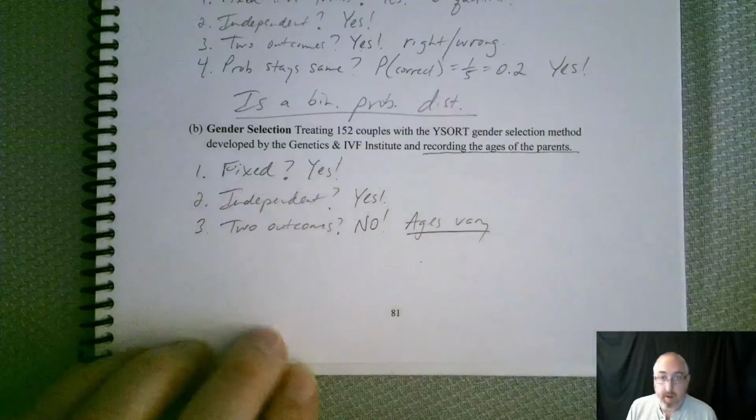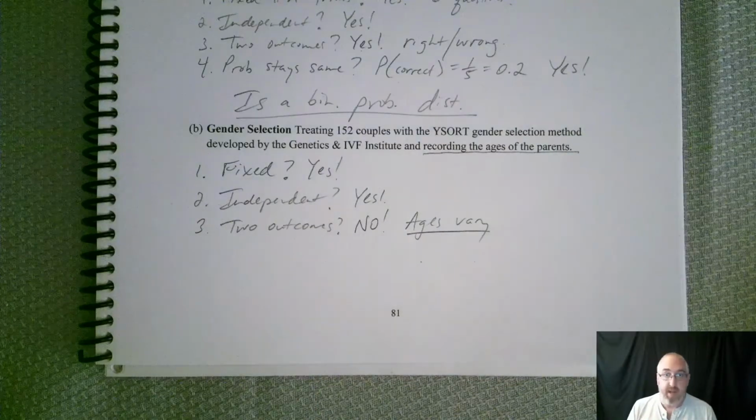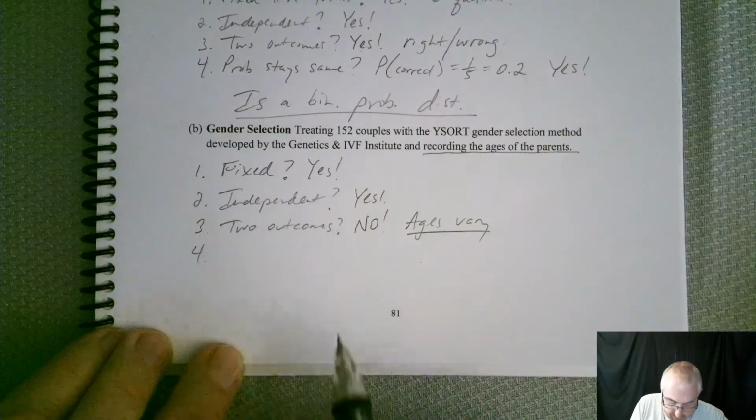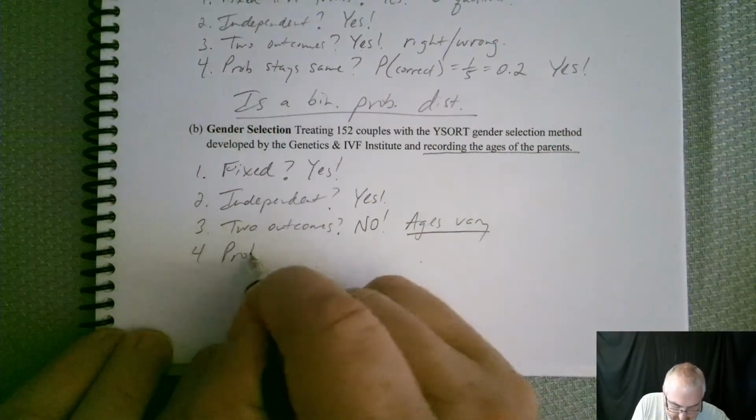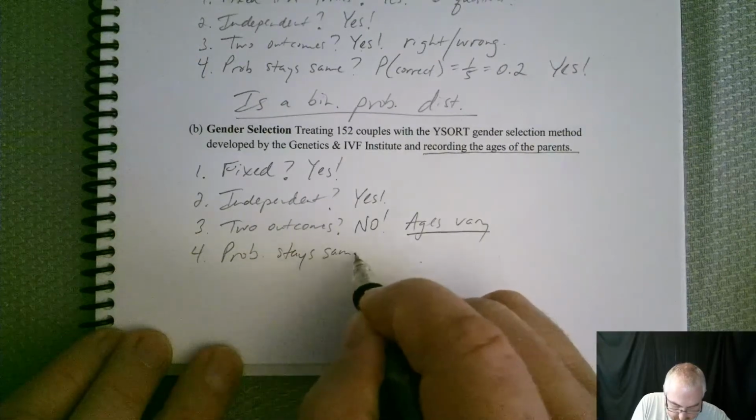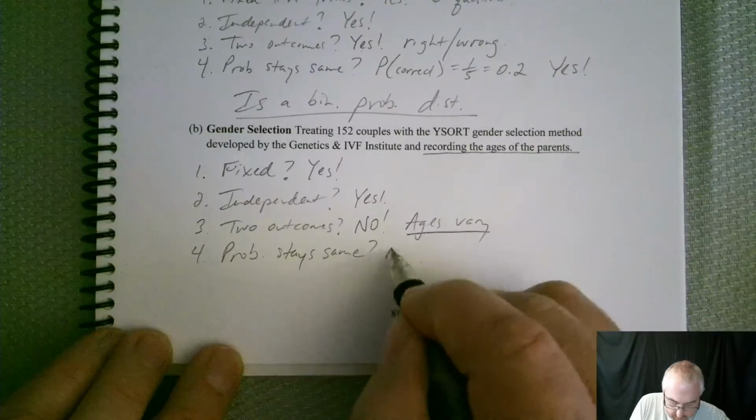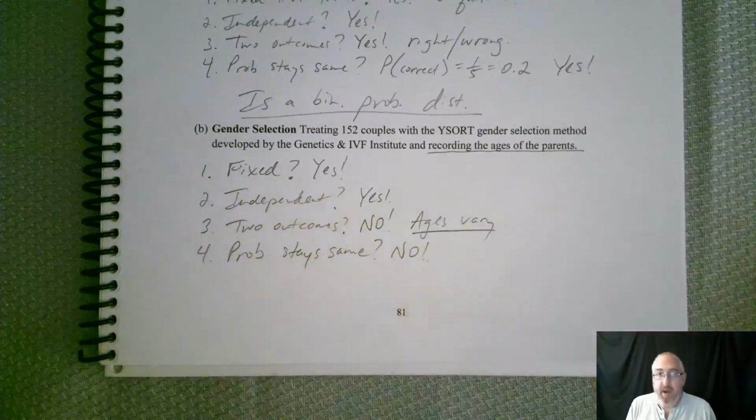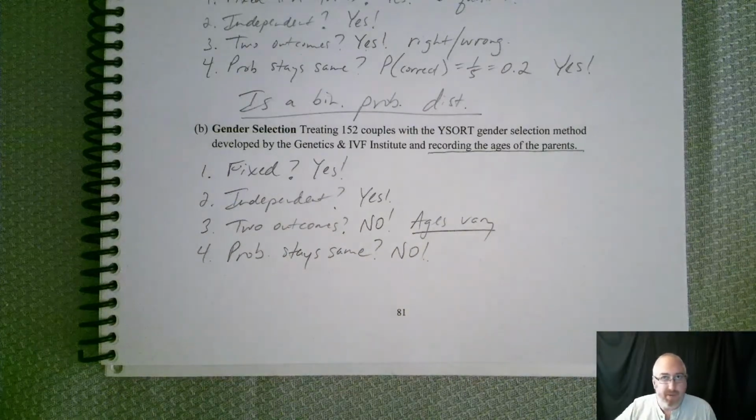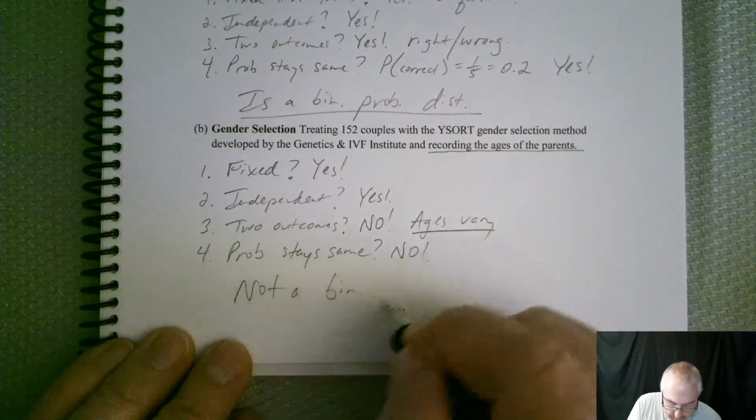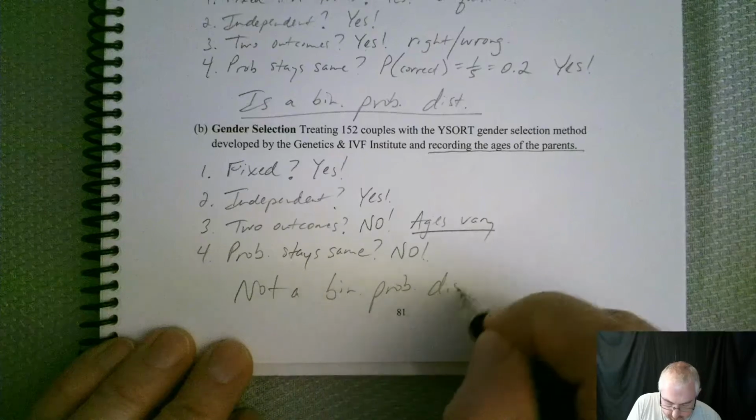So the ages vary. So you could definitely have a lot more than 2 outcomes in this case. And just for the heck of it, does the probability stay the same? Well, that doesn't even make sense, right? So that's probably a no as well. Because again, you're talking about ages. How can you have a probability of a certain age? It doesn't make a lot of sense. So this is not a binomial probability distribution.